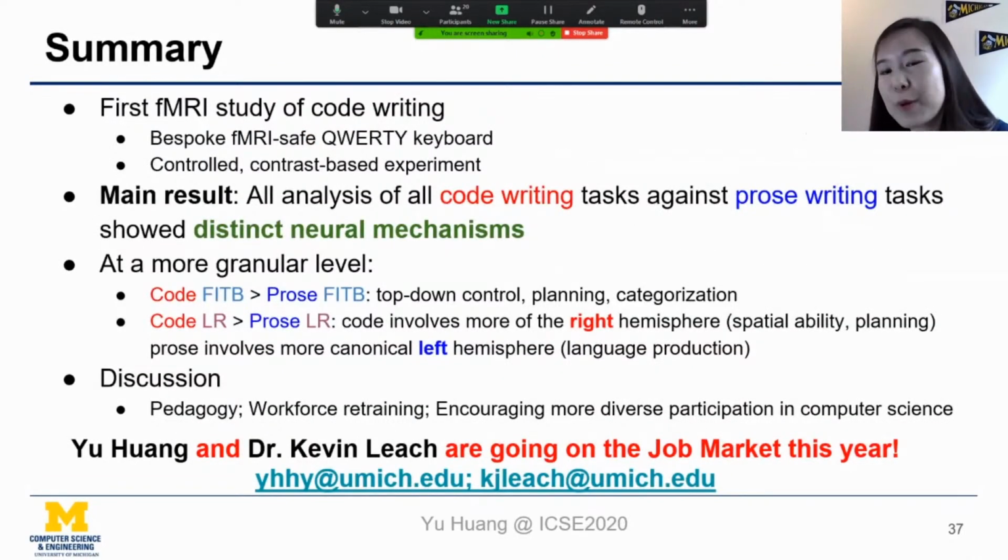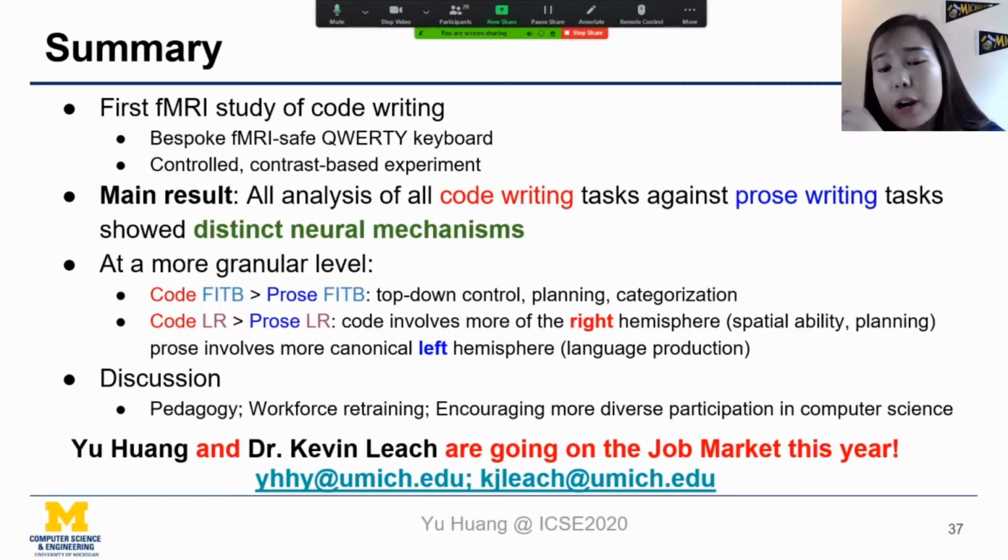In summary, we present the first study of code writing using fMRI by deploying a bespoke fMRI-safe QWERTY keyboard. We designed a 2x2 controlled contrast-based experiment. Our main result found that code writing and prose writing have very distinct mechanisms. So this is surprising to us.